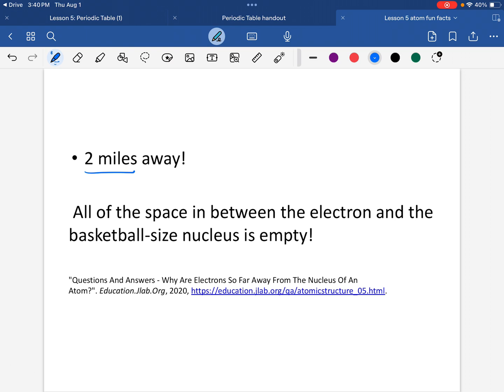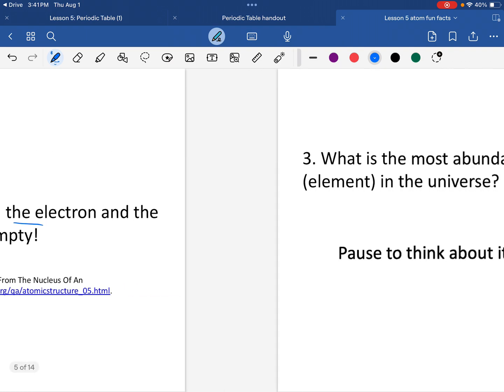2 miles! So if you had a basketball, those electrons would be 2 miles away, like from our school to downtown Sebastopol. Crazy. All of the space between the electron and the basketball-sized nucleus is empty.